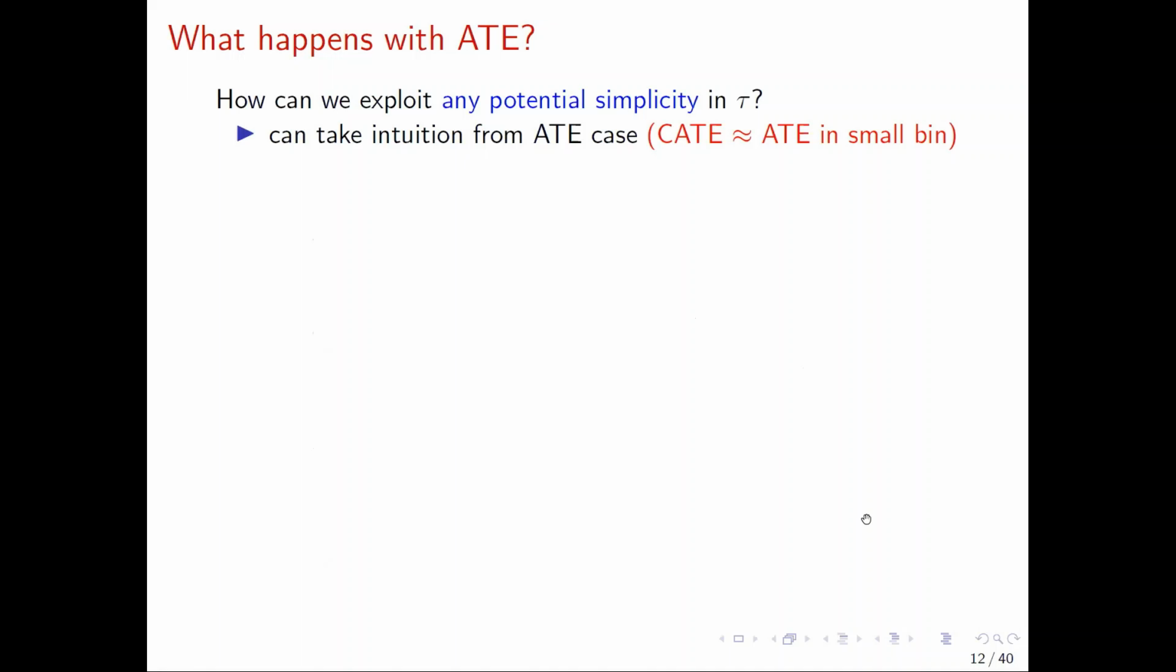I think a good heuristic to use in these problems is to think about what we do in the causal inference world when we estimate average treatment effects. And intuitively, this conditional average treatment effect, it's really like an average treatment effect in some small bin of the data. So we can think about it as a localized version of an average treatment effect. And we could try to adapt methods that we use and know and love from the average treatment effect setting to this setting.